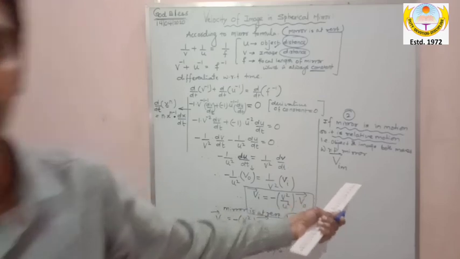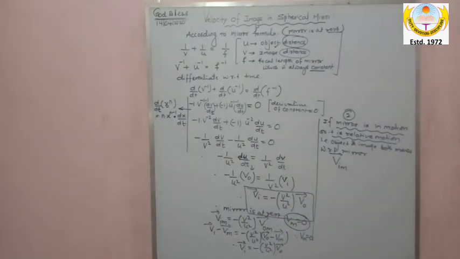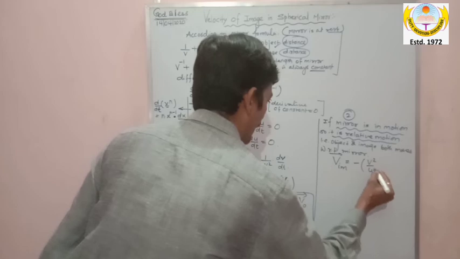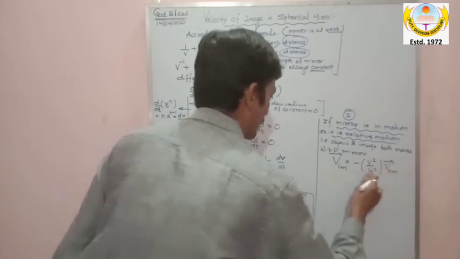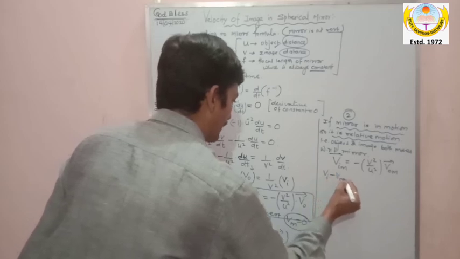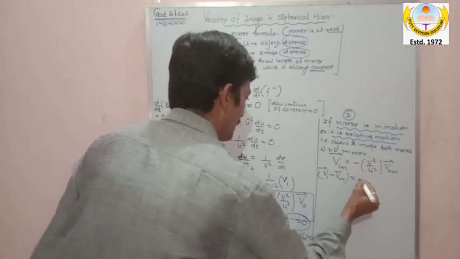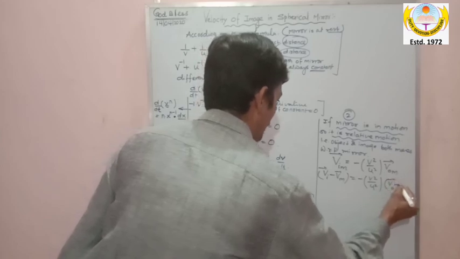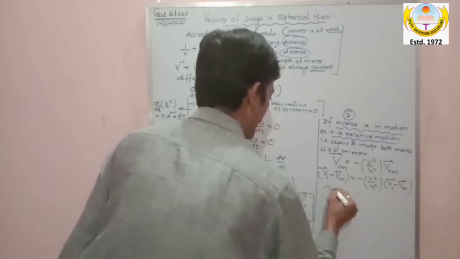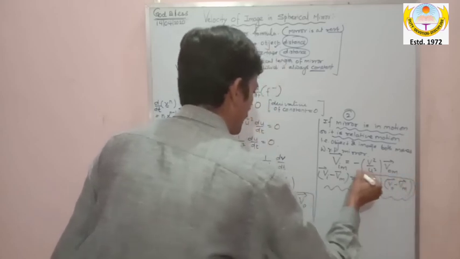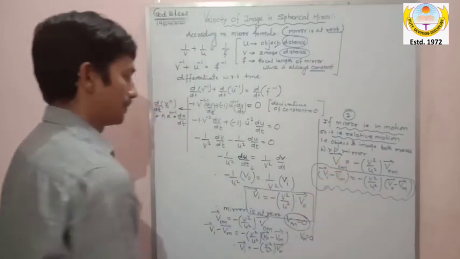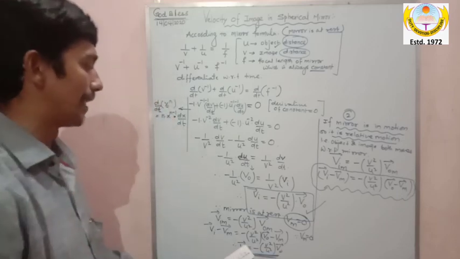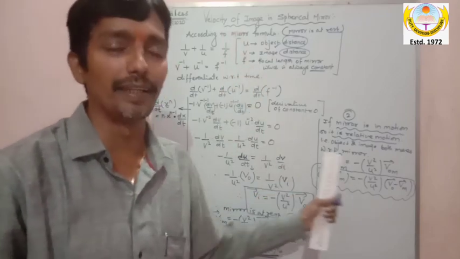But if the mirror is in motion, my dear, then what will happen? Try to understand. Vim is equal to minus v square upon u square into Vom vector, that is relative motion now. So this will become Vi vector minus Vm vector is equal to minus v square upon u square into Vo vector minus Vm vector. This is the formula I am supposed to use when the mirror is in motion, and this other formula we use when the mirror is at rest. So these are the two formulas, my dear, for spherical mirror.